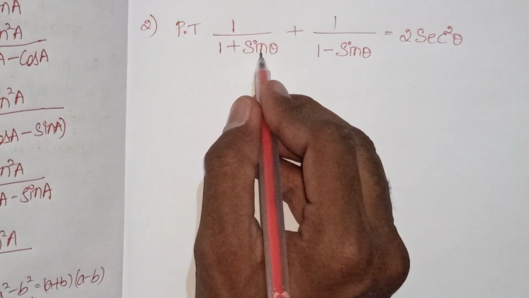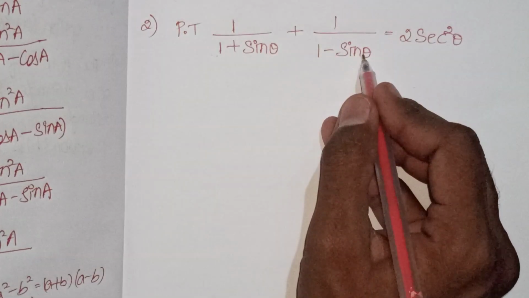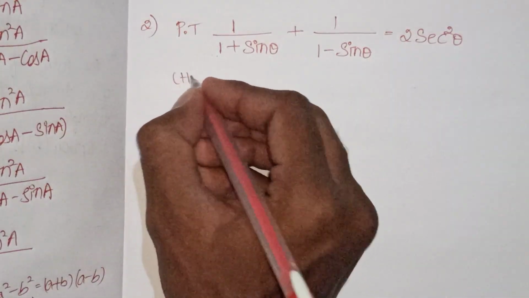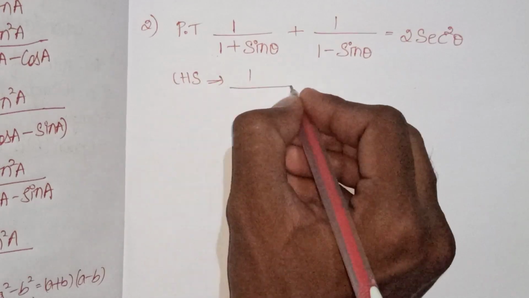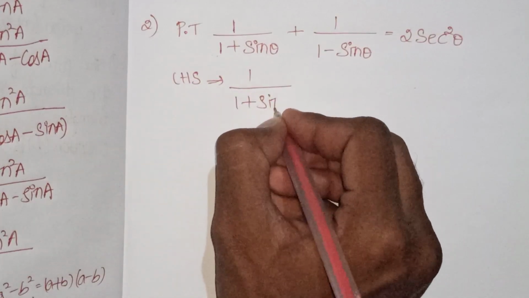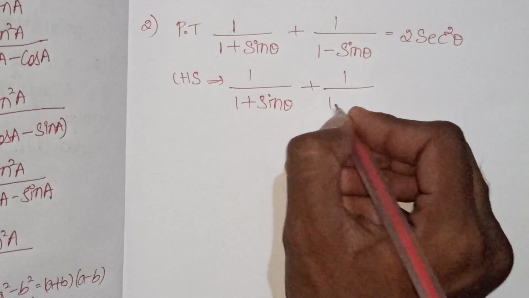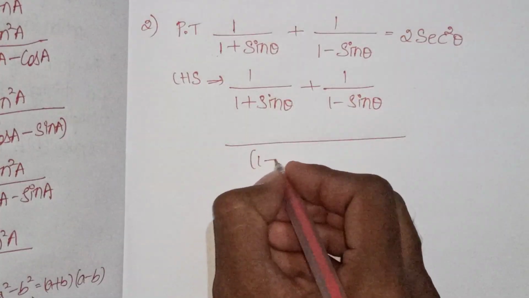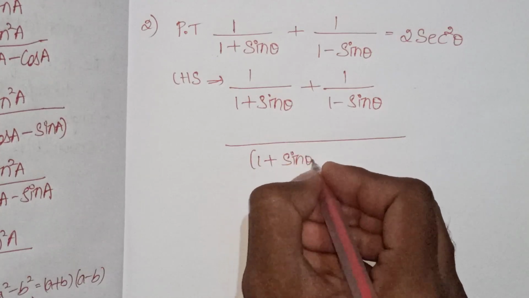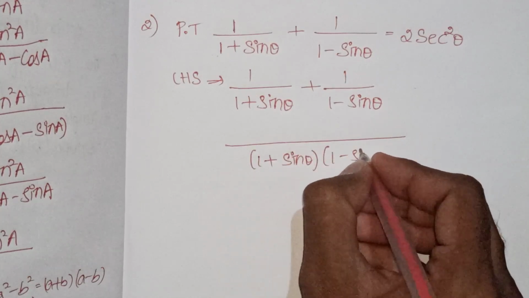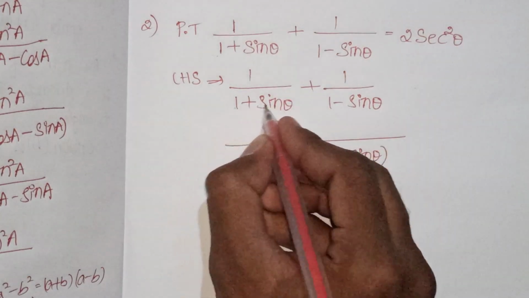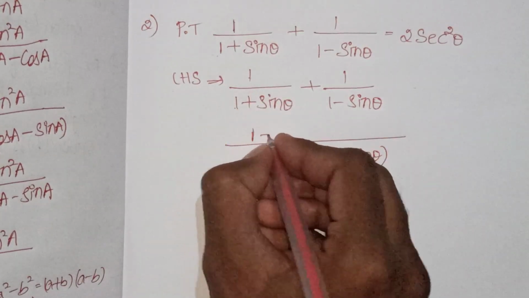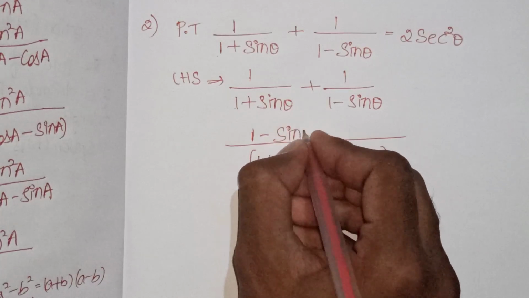1 by 1 plus sin theta plus 1 by 1 minus sin theta will be equal to 2 secant square theta. By taking LHS, we need to prove RHS, that is 1 by 1 plus sin theta plus 1 by 1 minus sin theta. By taking LCM for the denominator, that is 1 plus sin theta into 1 minus sin theta. In the first term already we have 1 plus sin theta, so we need to multiply numerator by 1 minus sin theta. 1 into 1 minus sin theta will become 1 minus sin theta.